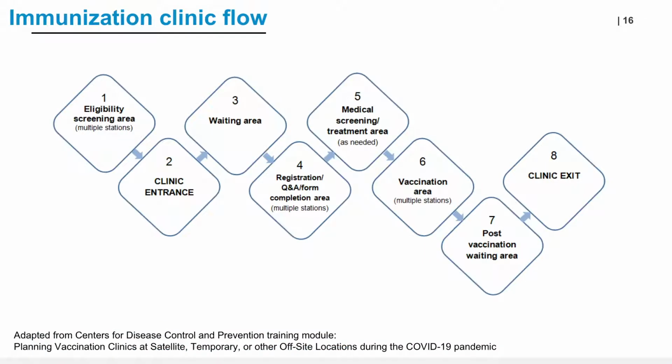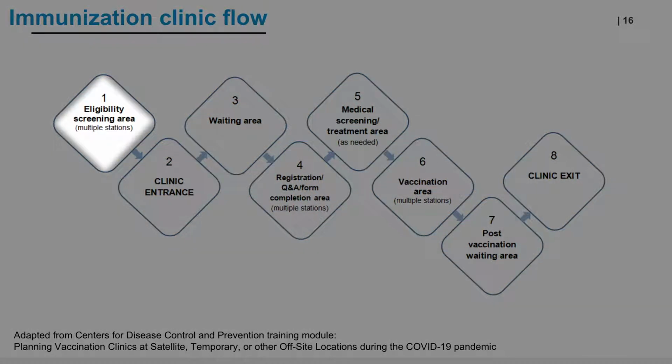Let us now look at the immunization clinic flow in detail. It is a proposed flow, however, you might need to change it depending on your context. Let us look at the diagram from the perspective of someone coming in for COVID-19 vaccination. This person should first be screened for eligibility to ensure that the person falls in the group of those targeted for COVID-19 vaccination.